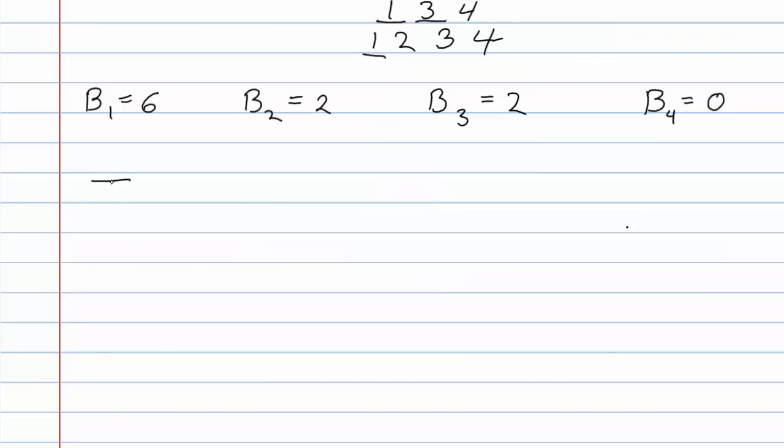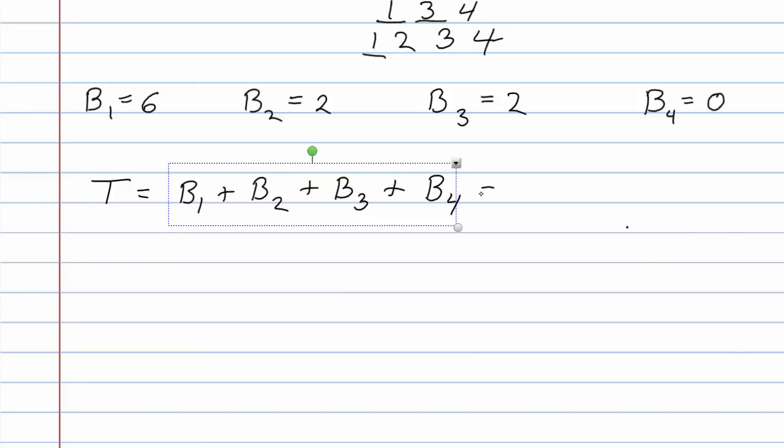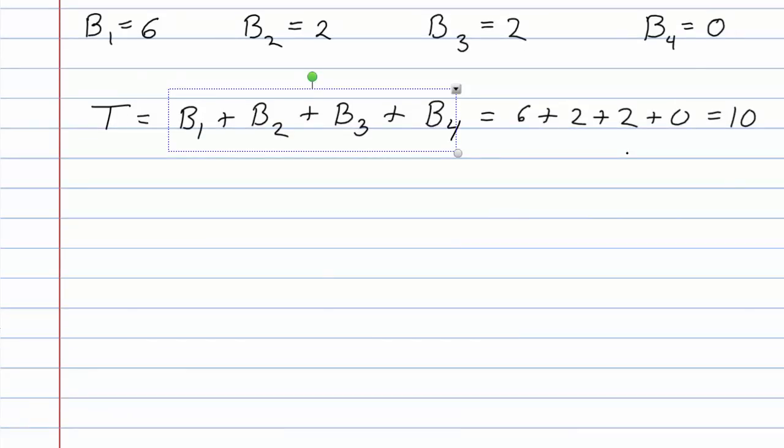We form a number we call T, which is the number of times any player is critical. Namely, this is B1 plus B2 plus B3 plus B4. So you take the number of times that player 1 is critical, plus the number of times that player 2 is critical, plus the number of times that player 3 is critical, plus the number of times that player 4 is critical. This gives us 6 plus 2 plus 2 plus 0, which is 10. Now we can finally calculate the Banzhaf power indices, which we denote by beta sub I.